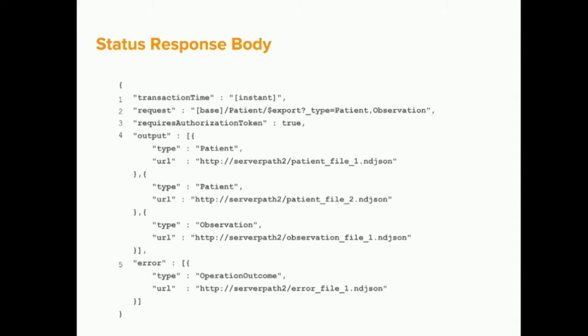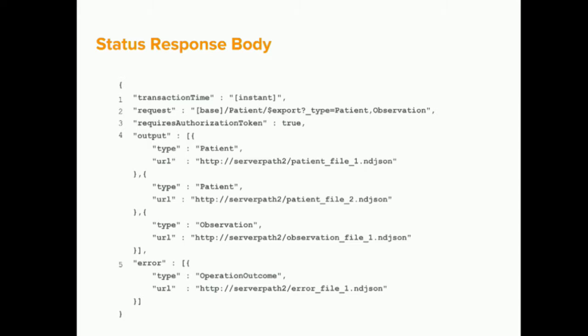Line 3 is interesting. This is all authenticated, and I'll talk really briefly about the authentication in a minute. But the actual output files may or may not be authenticated. So you could imagine within a healthcare institution, the server might just dump them on a file server, in which case you wouldn't need your OAuth token to access them. Whereas if you're, for example, accessing a server as an external party, you probably do need that authorization token to be able to get these files. And so that's what that requires authentication token property says.